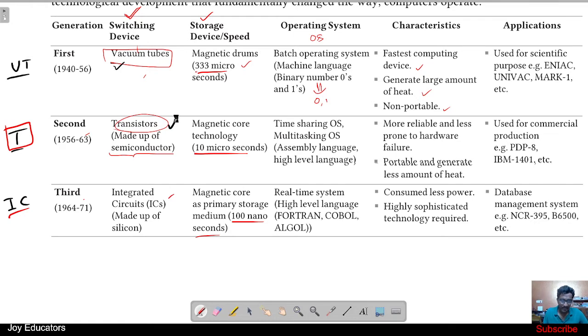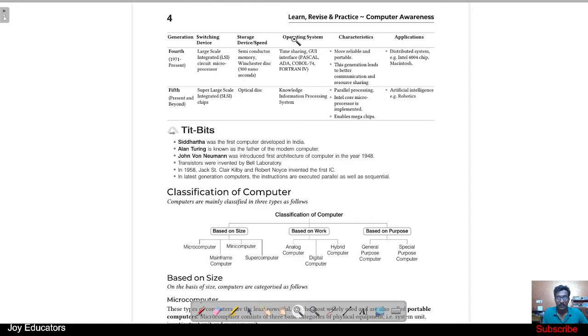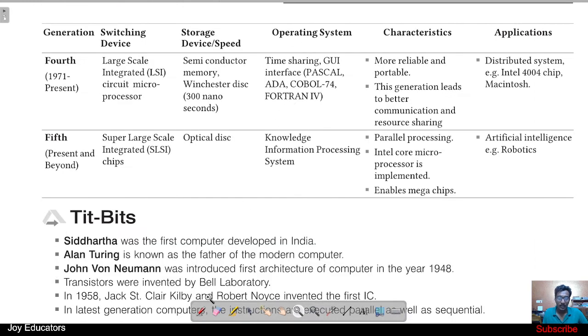Going to the fourth generation. In the first generation they used vacuum tubes, in the second generation transistors, in the third generation integrated circuits. In the fourth generation they are using LSI. So what is LSI? Large scale integrated circuit microprocessor.